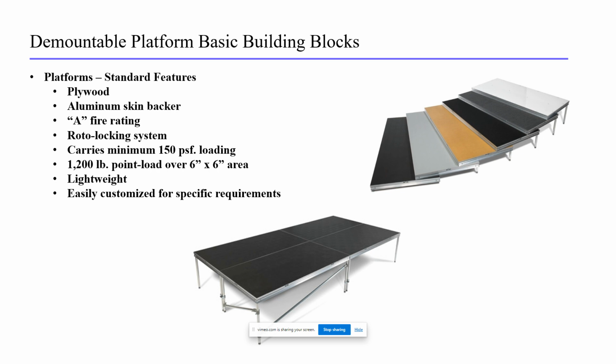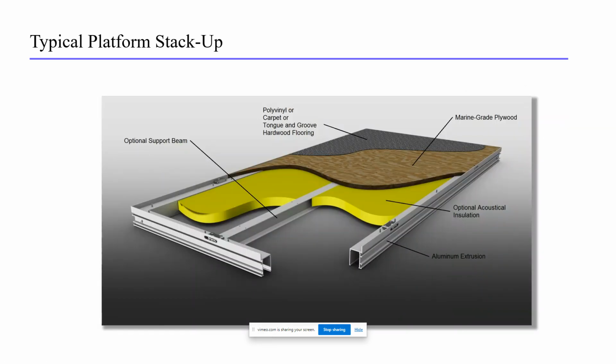As noted previously, we use a plywood typically that's easy to cut, and to cut the edge extrusions and form it around the plywood edge. You can use almost any surface on top. Paint, carpet, hardwood, or tile can be applied to the plywood. Here's an ISO view showing a typical platform stack up, also showing the optional beam for increased capacity and the acoustical insulation for sound attenuation.